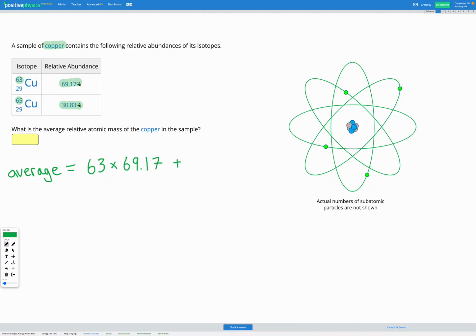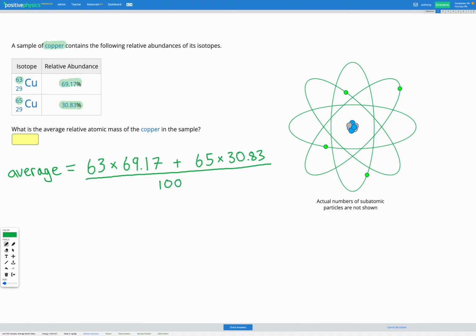Then we're going to add to that the mass number of the second isotope, 65, and multiply that by the relative abundance of that isotope, which is 30.83. And finally, we need to divide by 100%.